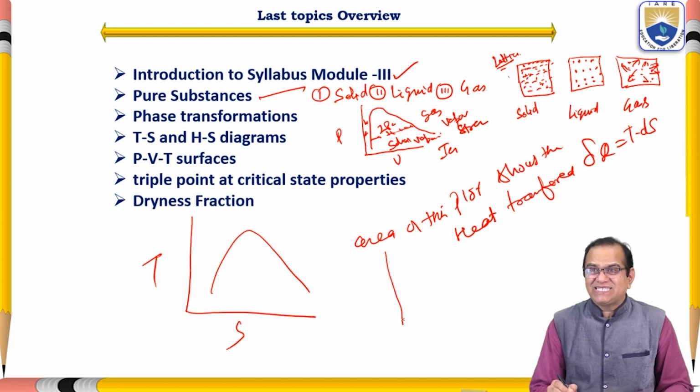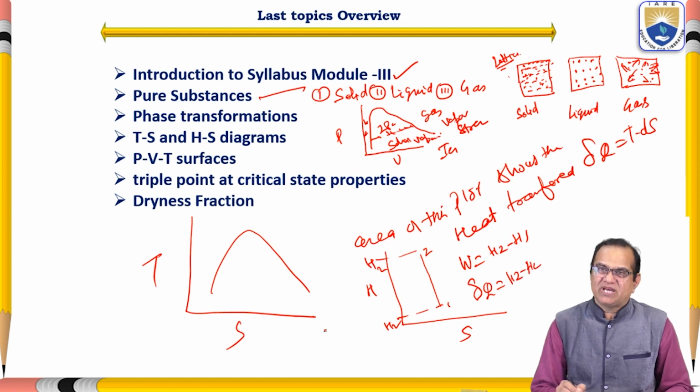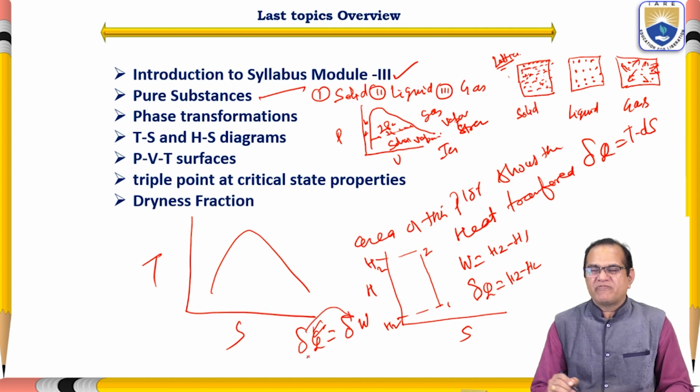But if you see the HS diagram, a very nice observation: the vertical line like this, 1 to 2, shows H2 and H1. So work done is equal to H2 minus H1. Also heat del Q is equal to H2 minus H1, and we know by the first law of thermodynamics, del Q is equal to del W. So if you know the del W, you can find out the heat, and if you know the heat, you can find out the work done.